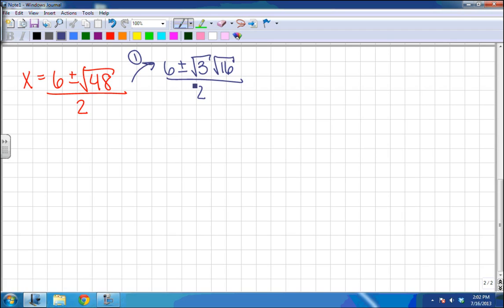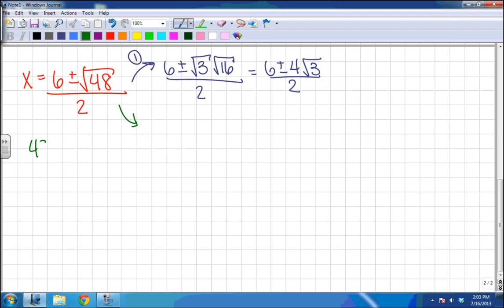Alright. Which one of those has a perfect square root? The 3 or the 16? Hopefully you said it was the 16, and what is the square root of 16? That is 4. So you've got 6 plus or minus 4 square root of 3, all over 2. And again, that's using method 1.